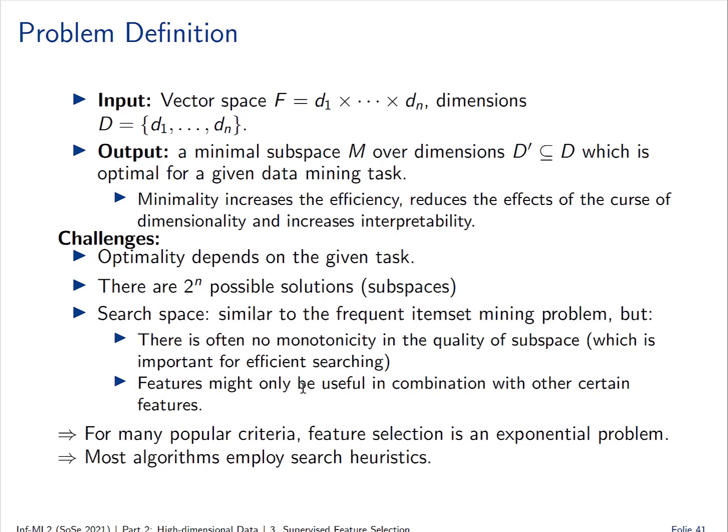For many popular criteria, feature selection is an exponential problem because of this search space. That's why most algorithms employ some search heuristics for this minimal optimal subspace that we want to find. That is what we want to find, a minimal subspace which is optimal for a given task. And since all the possible subspaces we would have to examine in an exhaustive search is 2 to the power of n, we need to employ some search heuristics. So that is the basic idea.